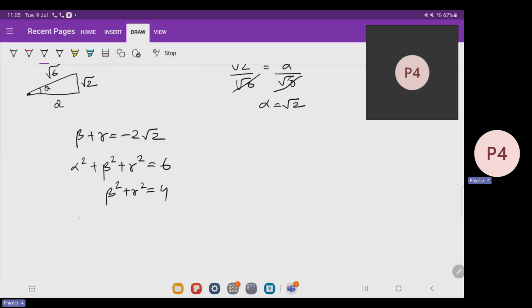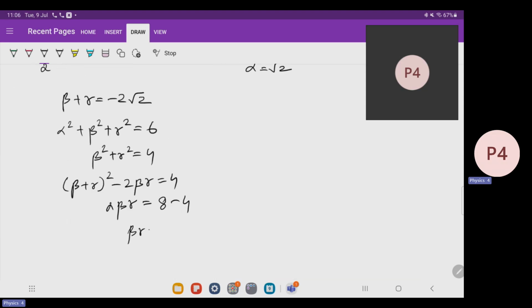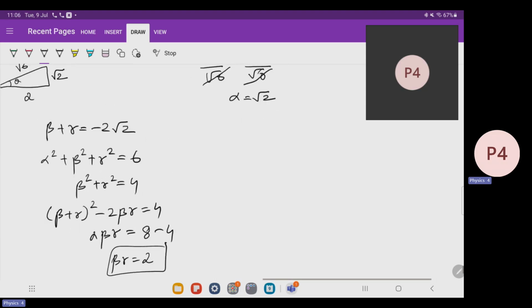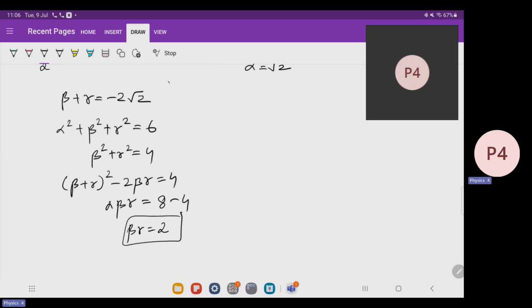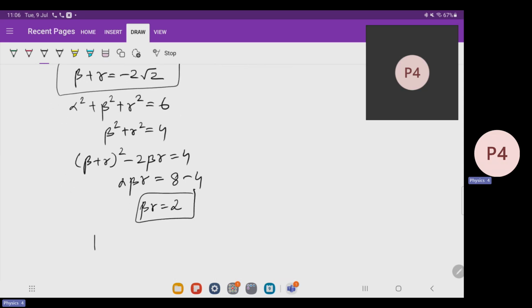Now beta square plus gamma square can be written as beta plus gamma the whole square minus 2 beta gamma, which is 4. So what is 2 beta gamma? Beta plus gamma we know it is minus 2 root 2. So that square is 8 minus 4. So beta into gamma is 2. So beta gamma is 2. Alpha you have root 2, and beta plus gamma is minus 2 root 2. You solve these two equations. You will get beta as minus root 2, gamma also minus root 2. So beta plus gamma will become minus 2 root 2 and beta into gamma is 2.